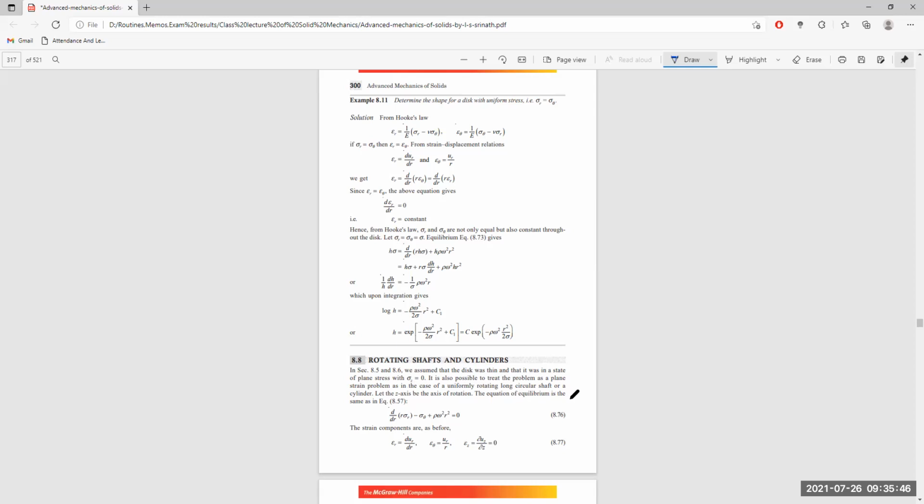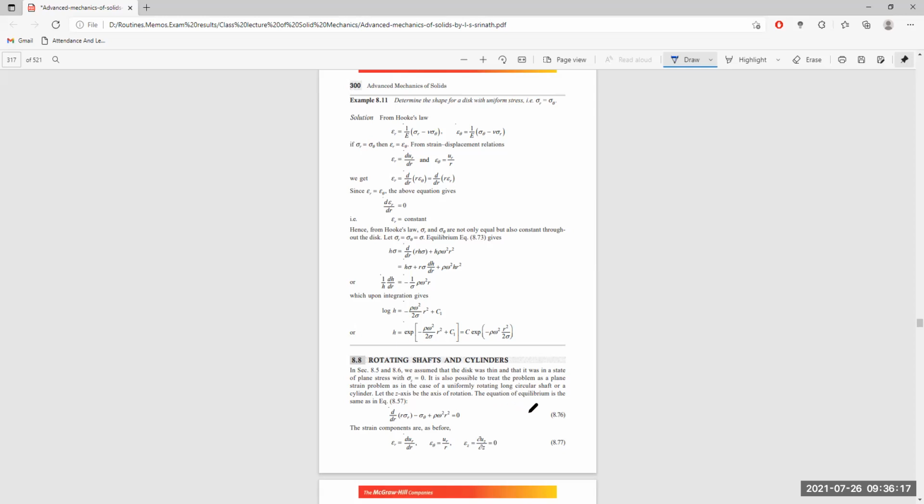Now, the equilibrium equation is 8.57. It was the old equation that we had derived initially, which gives us the form d sigma r by dr plus (sigma r minus sigma theta) divided by r plus rho omega square r.